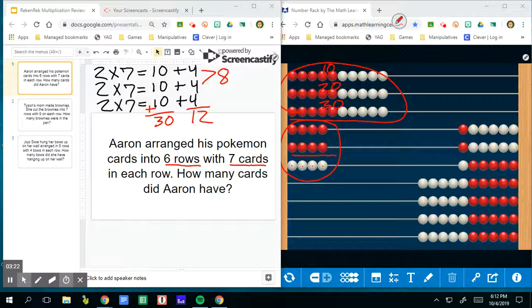So that just leaves 30 plus 12. So 30 plus 12. And my 1s, 0 plus 2 is 2. And then 3 10s plus 1 10 is going to be 4 10s. That's 42. So that means 6 rows with 7 cards, or 6 times 7 equals 42.